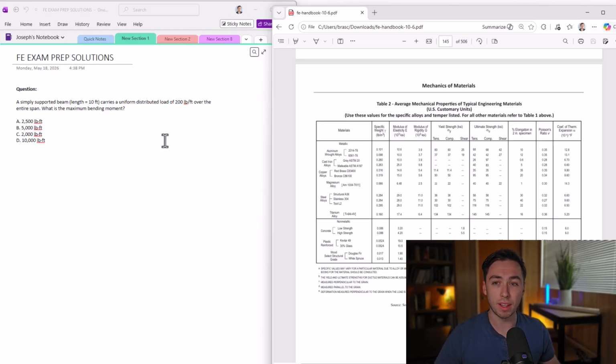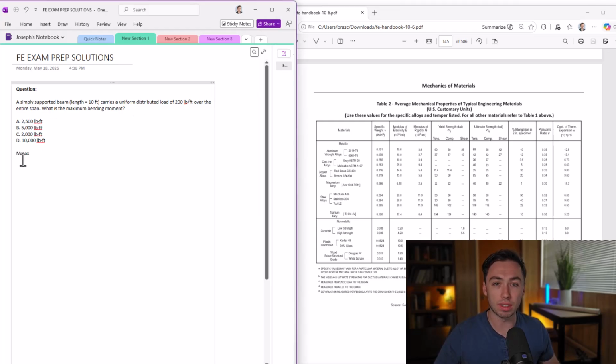The first step is identifying what we need. We need the maximum Mmax. A maximum bending moment is what we're trying to solve for. We're given the length and the uniform distributed load. Now, you may be tempted to do some basic statics, draw out the diagram and try to find the reactions and then try and find the moment. A question like this is not trying to have you do that. What they want you to do is find the diagram in the FE reference manual that discusses finding a maximum bending moment given a distributed load.